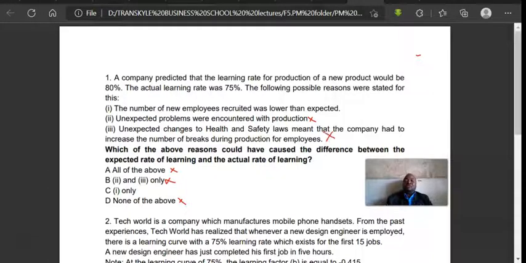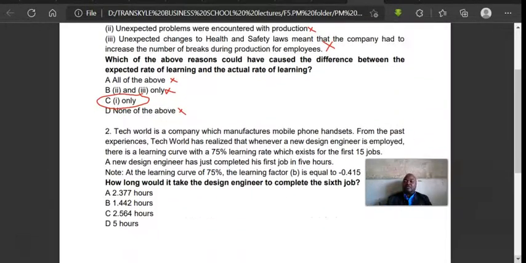So you can see that item 1 was the correct answer there. So C is our answer. All right, let's move on to part 2, Question 2, and see if we can make sense out of it.